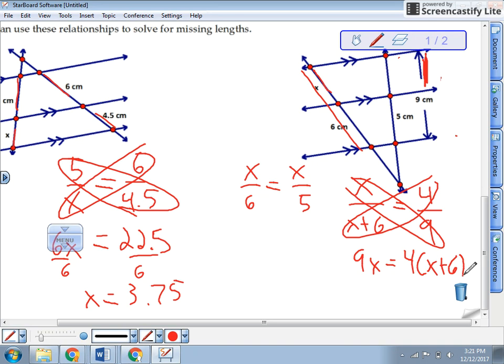All right, but over here, I'll solve this one for us. X is to 6 as, oh, this piece right here, we didn't know what it was. That should be a 4, I'm sorry, because again, this piece is 4. When we cross multiply, 5X equals 24. Divide each side by 5, so X is going to equal 4.8.